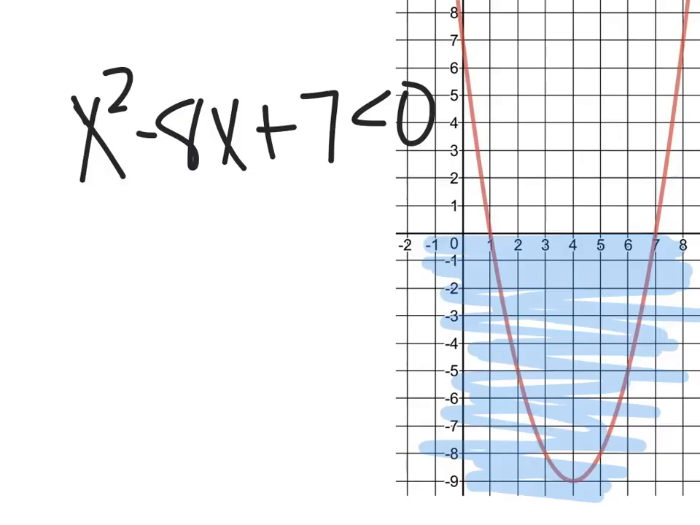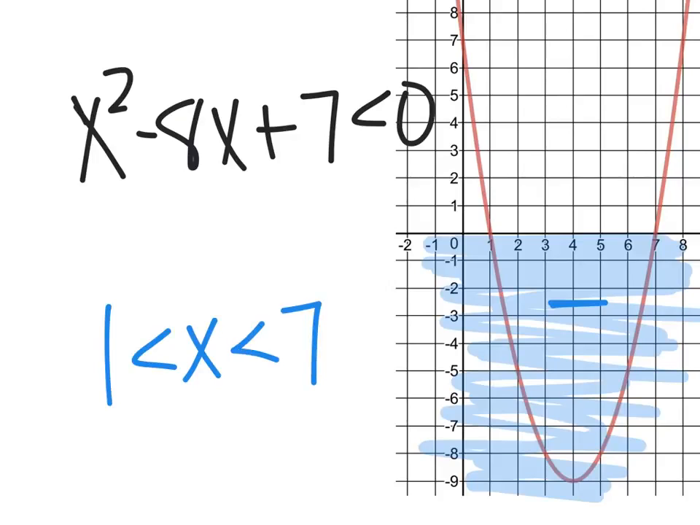So everything down here, all of my y values are negative in this area, and that's what less than 0 means. Where does that start? What value does that begin at? At 1, and it ends over here at 7. So my interval would be 1 is less than x, which is less than 7.